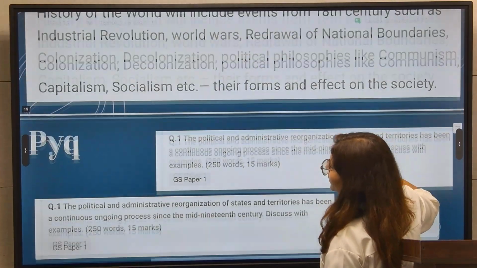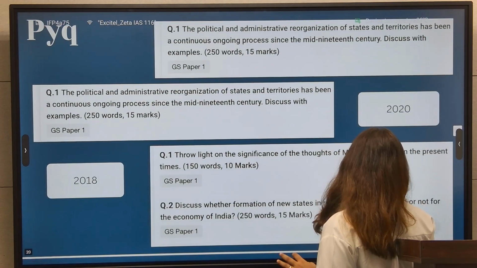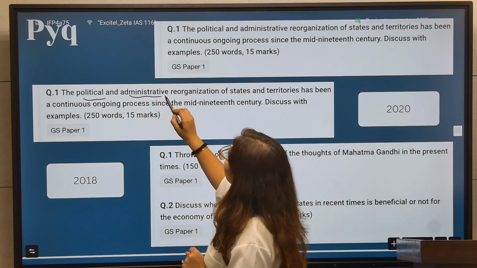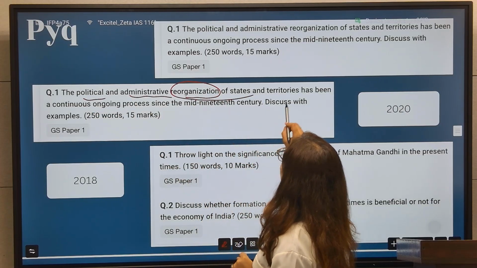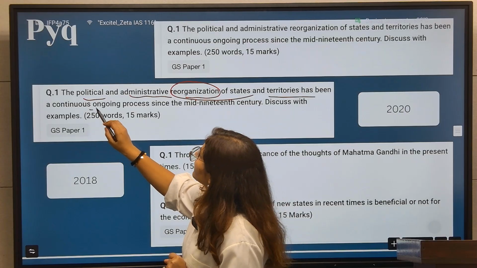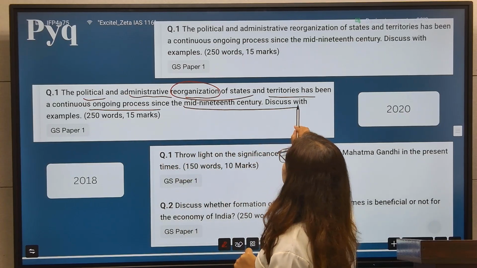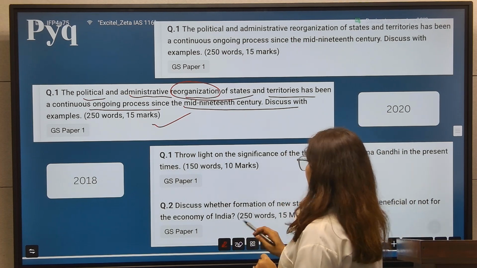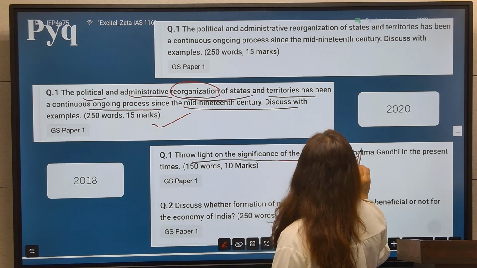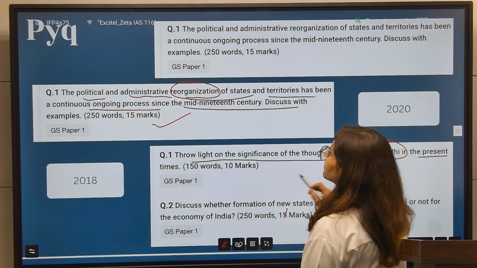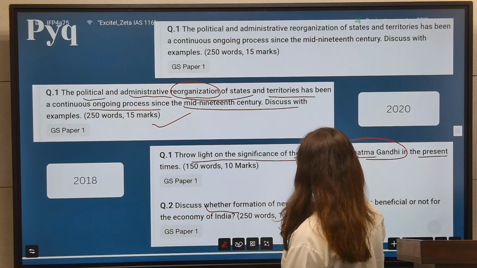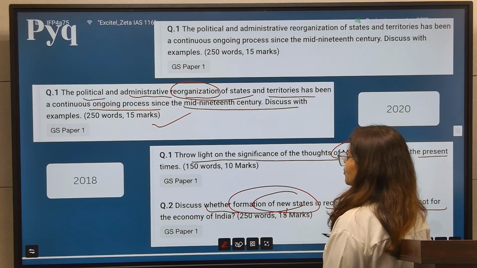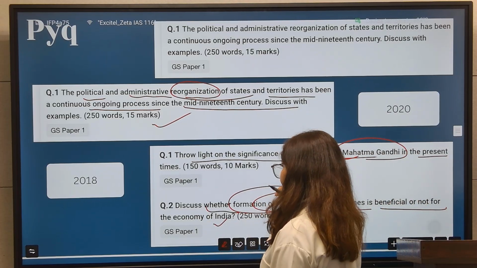Now, let's see the PYQs. In 2020, the question was: the political and administrative reorganization of states and territories has been a continuous ongoing process since the mid-19th century, discuss with examples. In 2018, the question was: throw light on the significance of the thought of Mahatma Gandhi in the present time. Discuss whether formation of new states in recent times is beneficial or not for the economy of India.